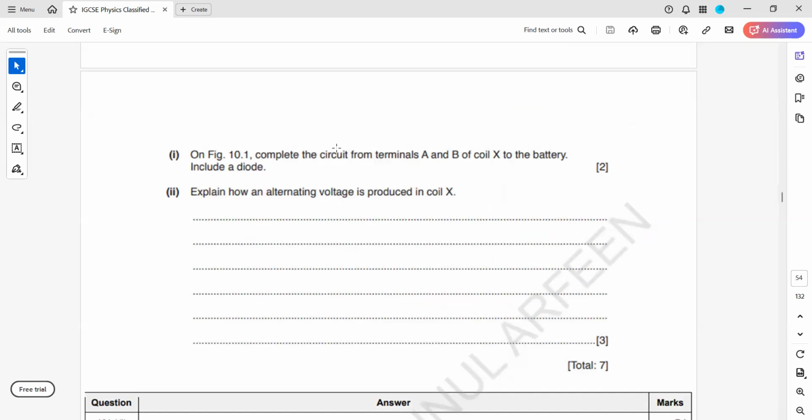Electrical to kinetic. DC motor. If we don't include that, we'll lose marks. No, you will lose one mark.